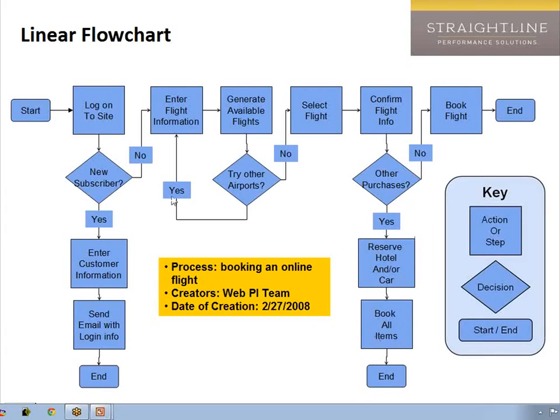So one thing that's pretty evident here is there's a clear direction to this. Let me talk about some of the good features of this. Some of it is not so good because I've had to smash it onto a PowerPoint page with a title and all the rest of that stuff. But one of the things that's nice is it says what the process is. It has a general header: this is booking an online flight. It says who the creators were. This was the web PI team, whatever that is. And it says the date of creation. I created this on 2/27/2008. All that's helpful because it puts it in context. Maybe things have changed since 2008. Okay, so we know how relevant this flowchart is.